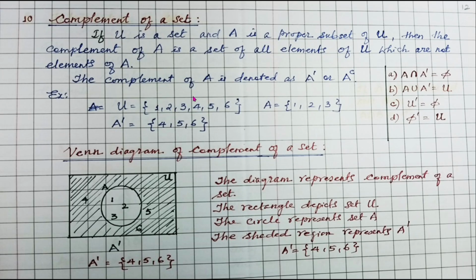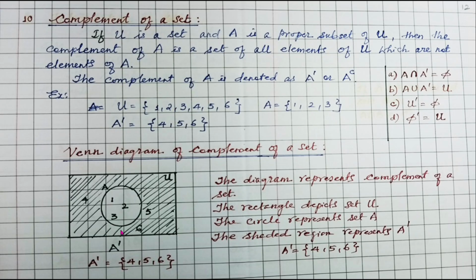Now let us take one example to understand it clearly. U is a universal set. U is equal to 1, 2, 3, 4, 5, 6, which are the elements of U. The elements of A are 1, 2, 3. Now observe here, 1, 2, 3 are common in both U and A, but the elements which are not in A but in U are 4, 5, 6. Therefore, the complement of the set A is A dash, and A dash is a set of elements 4, 5, 6. Therefore, it's very clear the elements which are not in set A but in set U are known as the complement of set A, and therefore A dash is 4, 5, 6. And this can be represented by the Venn diagram.